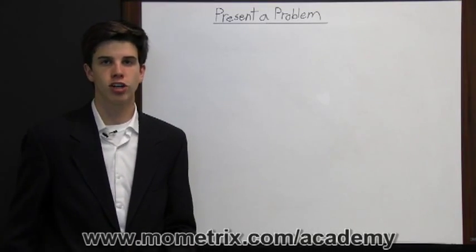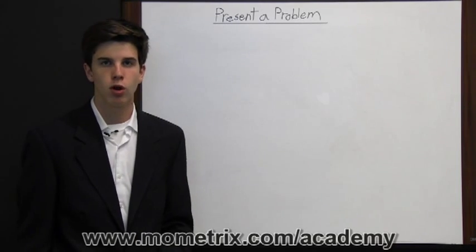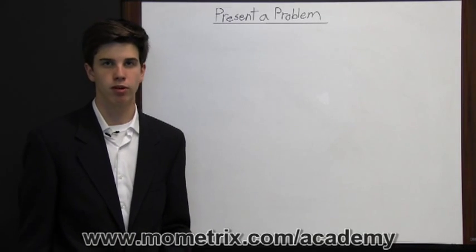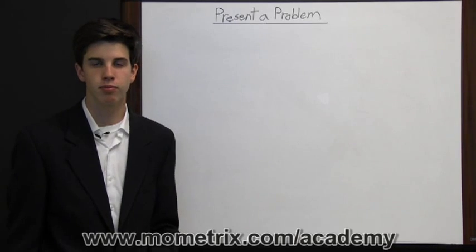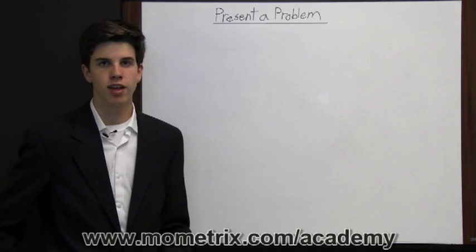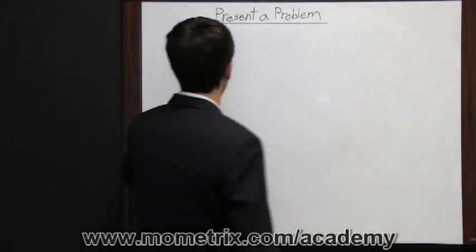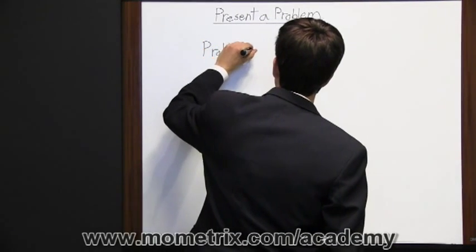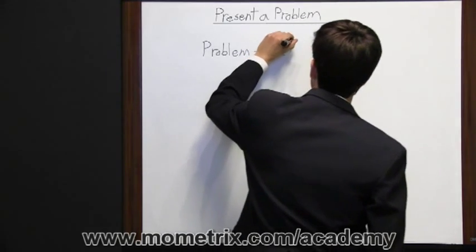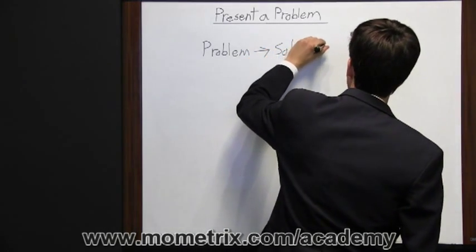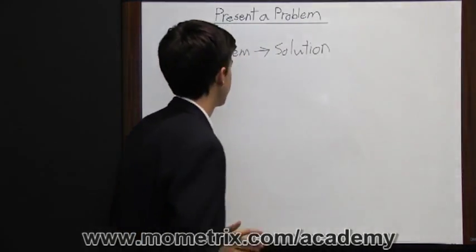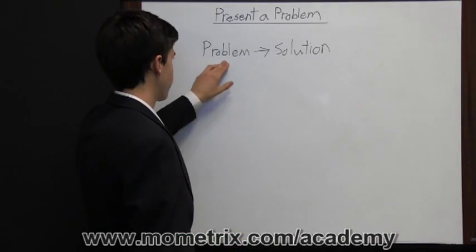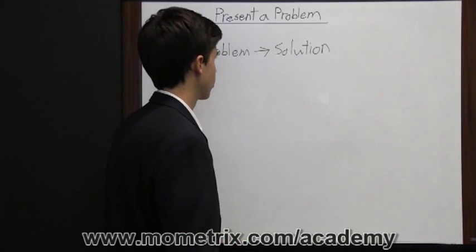There are many ways to structure a particular piece of writing. One common way to organize a paper, especially in nonfiction writing, is by presenting a problem and then presenting a solution. So I'm going to write problem here and then draw an arrow to solution, because that is how the paper or the piece of literature would be structured. First, the author would present the problem and then present the solution.